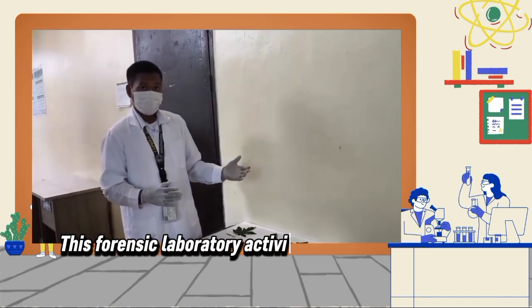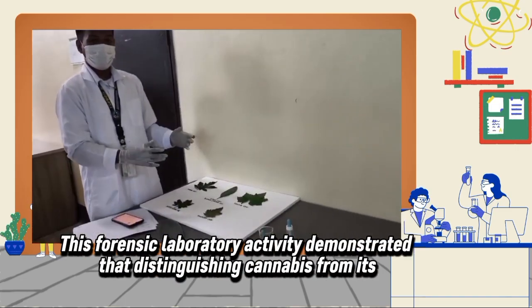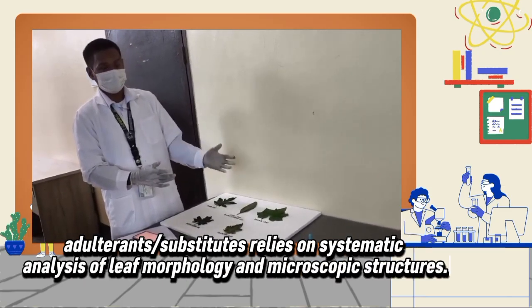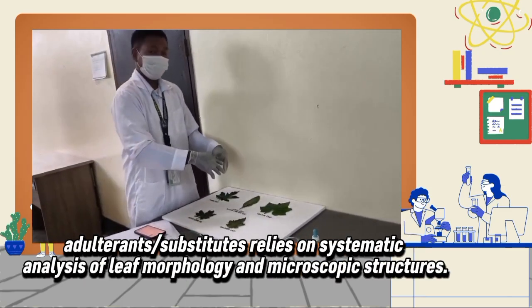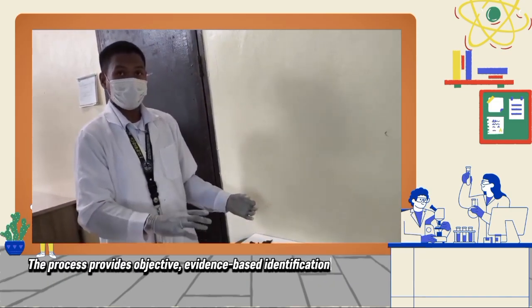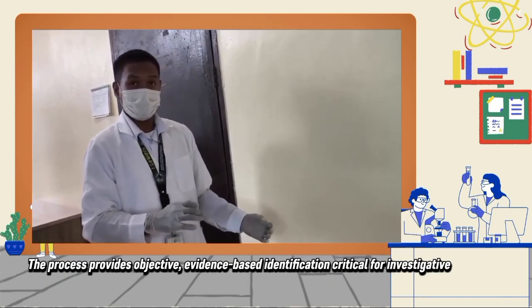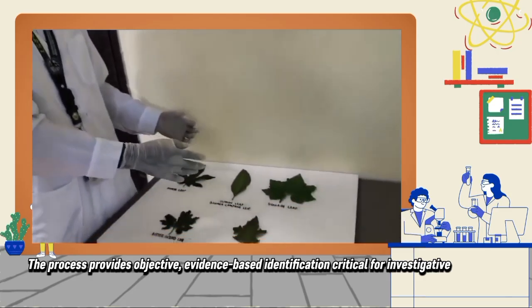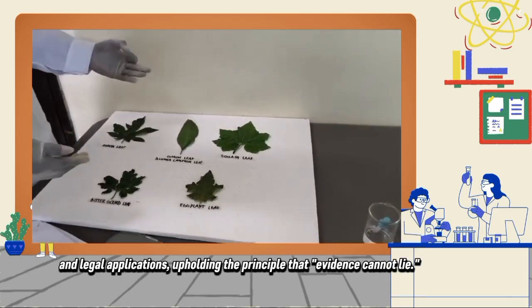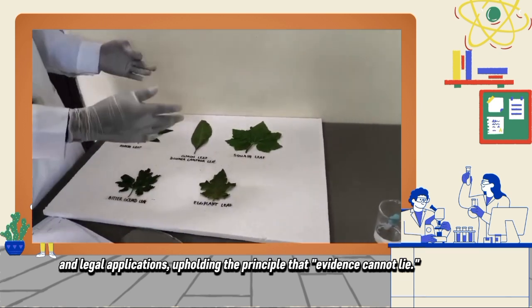In conclusion, this forensic laboratory activity demonstrates that distinguishing cannabis from its adulterant substituents relies on systematic analysis of leaf morphology and microscopic structure. The process provides objective, evidence-based identification critical for investigative and legal application, upholding the principle that evidence cannot lie.